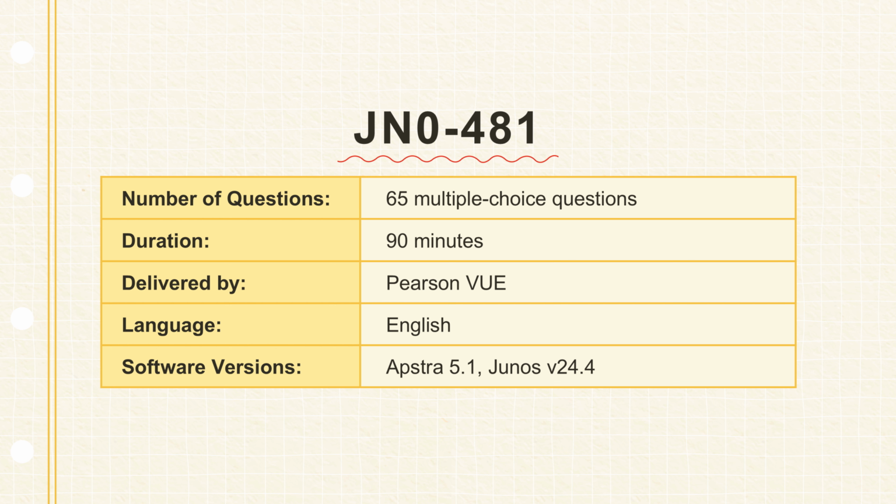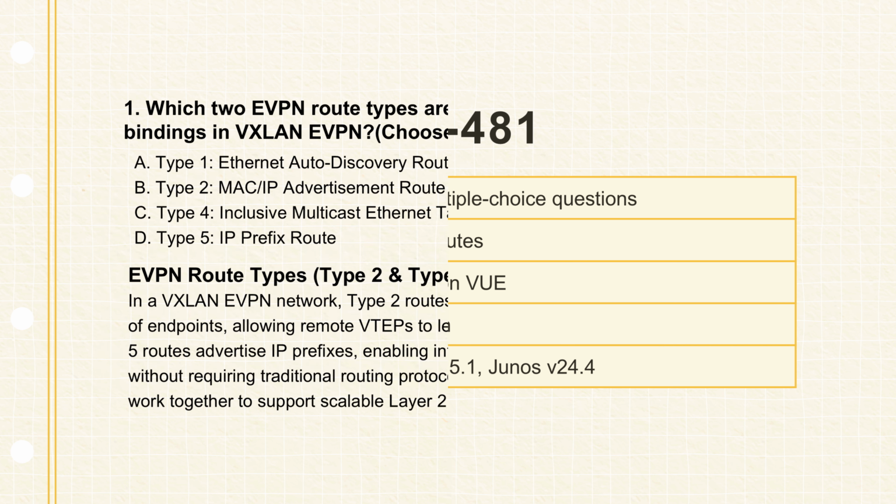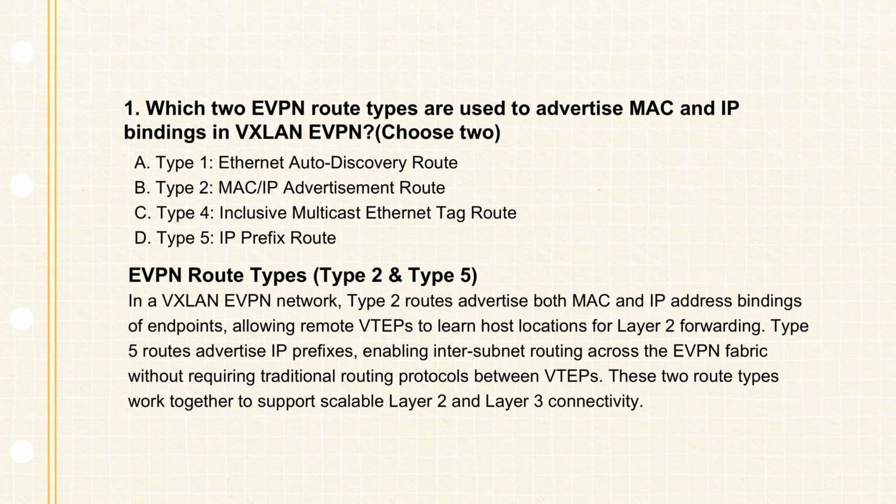For anyone curious about the exam specifics, it's 65 multiple-choice questions. You get 90 minutes. It's run by Pearson VUE, and it covers Apstra version 5.1 and Junos 24.4 specifically. Right, let's jump straight into what makes these networks tick. Why should you care about these details?